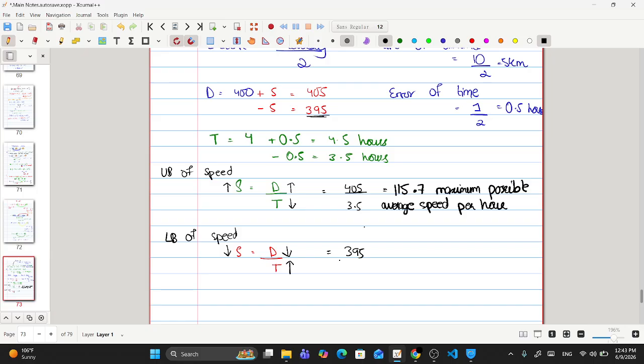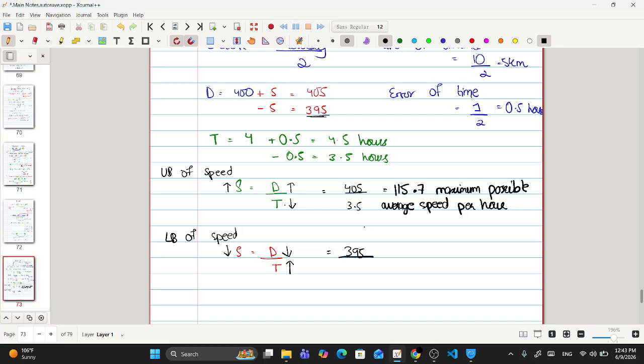Would 3.5 be the same? Think again. We need the upper bound of time. Oh, okay. So then that means we'd have to add 0.5. Yes. So what does that become?